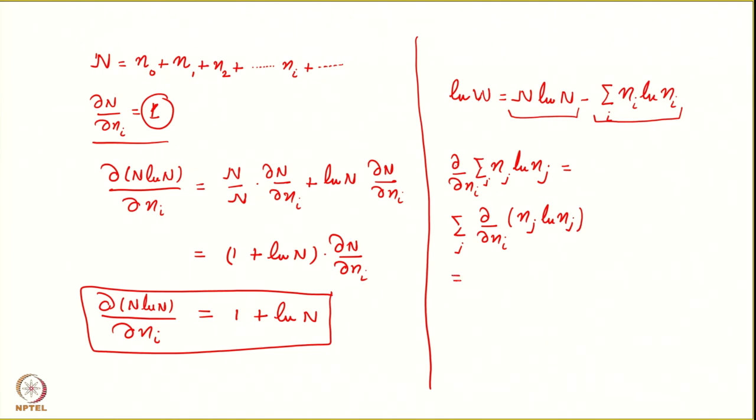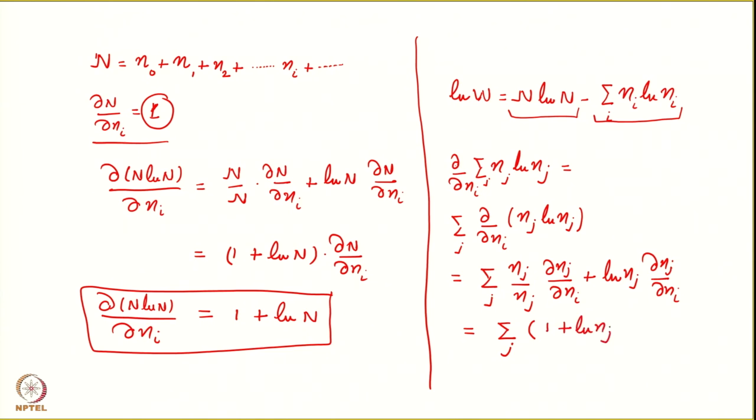Which is equal to summation j, Nj over Nj, del Nj by del Ni, plus log Nj del Nj over del Ni, which is equal to summation j, in place we have 1 plus log Nj, into del Nj by del Ni.